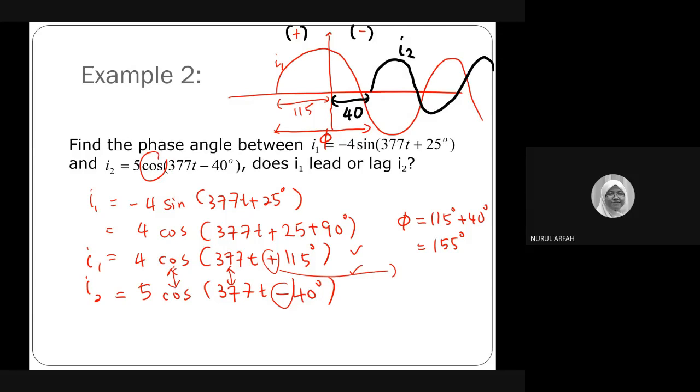So which one is leading? Can you guess? I1. Because the signal comes first, right? So I1 leads I2 by 155 degree. Okay, this is how you write down. Or you can say I2 lags I1 by 155 degree. Yes, 155 degree.